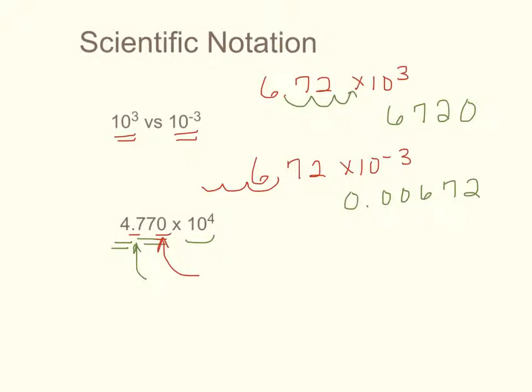If we wrote out 4.770 times 10 to the 4th in the expanded notation, we would have 47,700. And in this format, it's very hard to tell if these zeros are significant because they are both at the end of the number. There is not a decimal point, and so at first glance, we would say both of these are not significant.